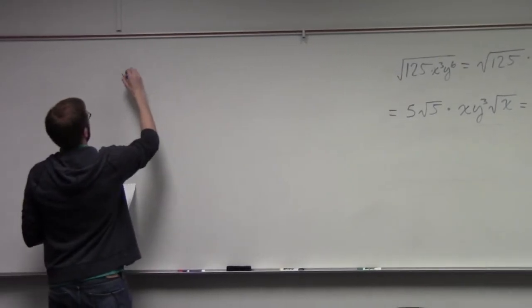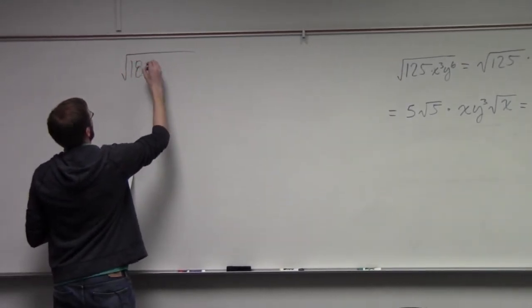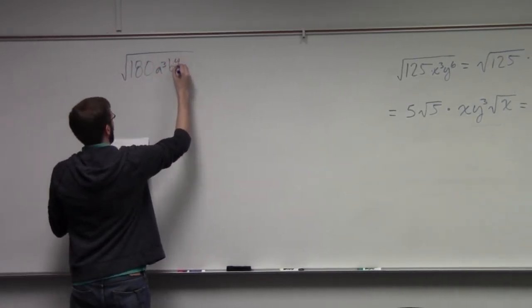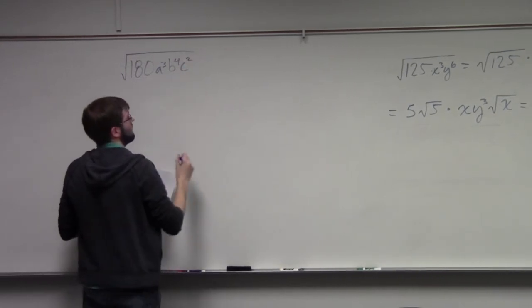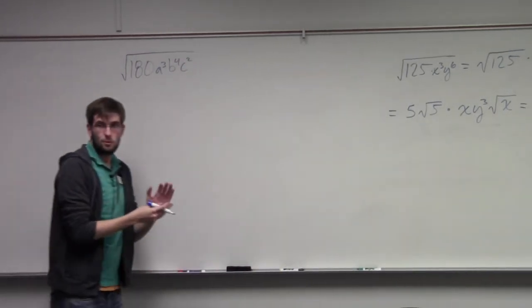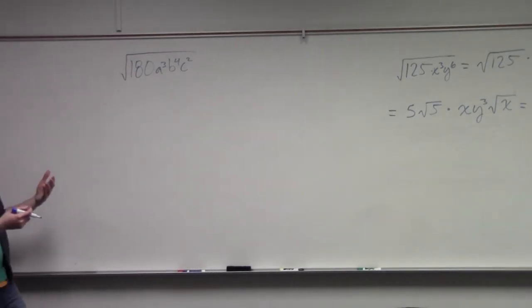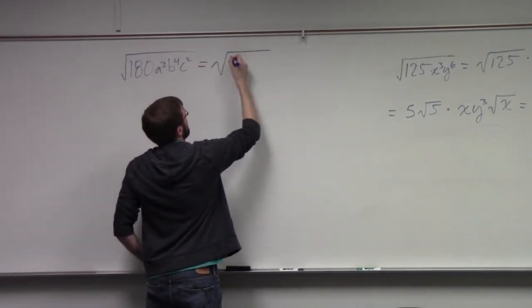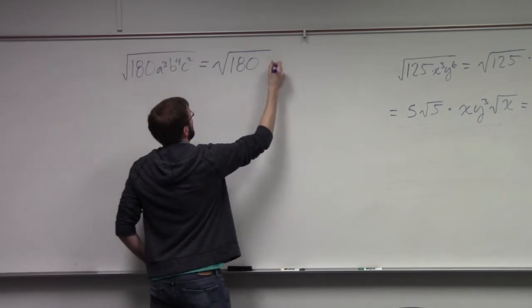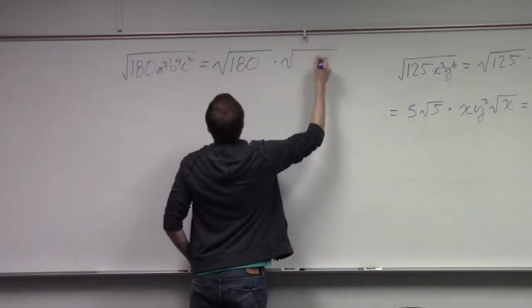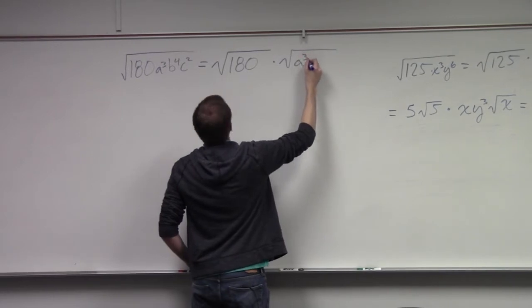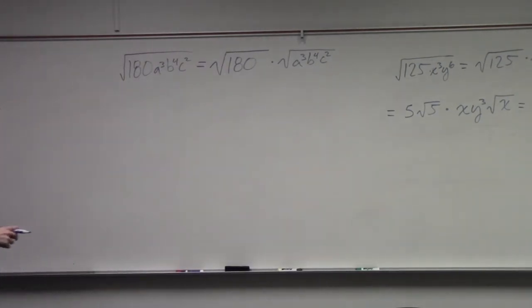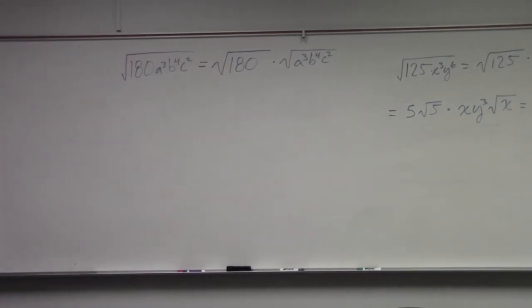All right, next I have 180 a cubed b to the 4th power and c squared. All right, so do the same thing. We're going to separate the numbers and the letters. All right, and I have a cubed b to the 4th c squared. Okay. All right, so this one looks like it's going to be a little messy, but that's okay.